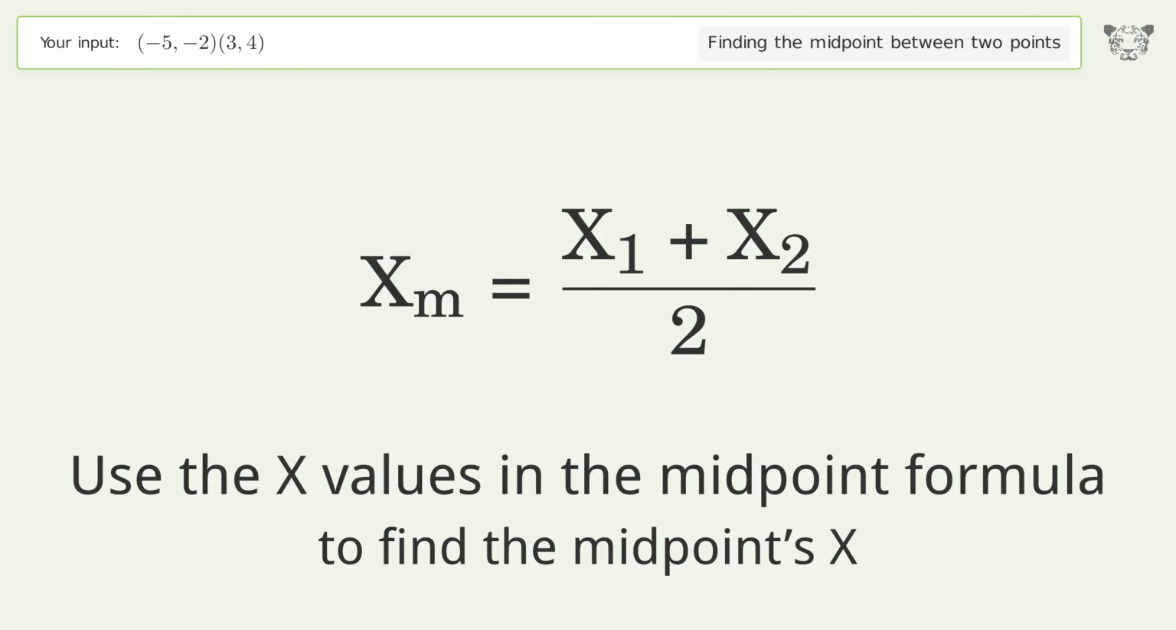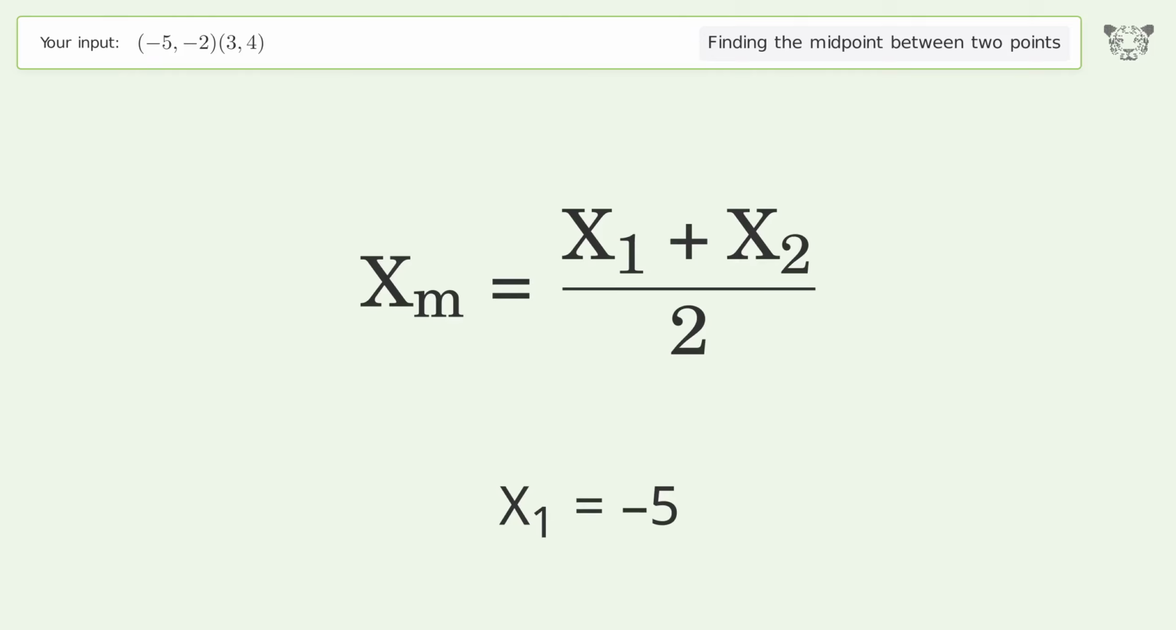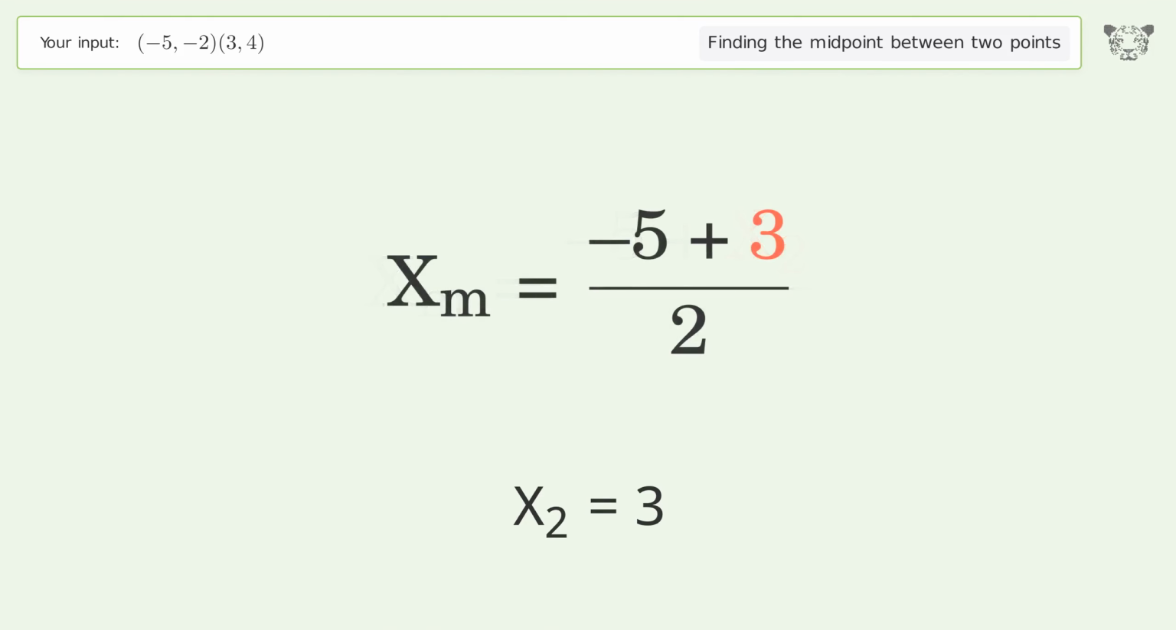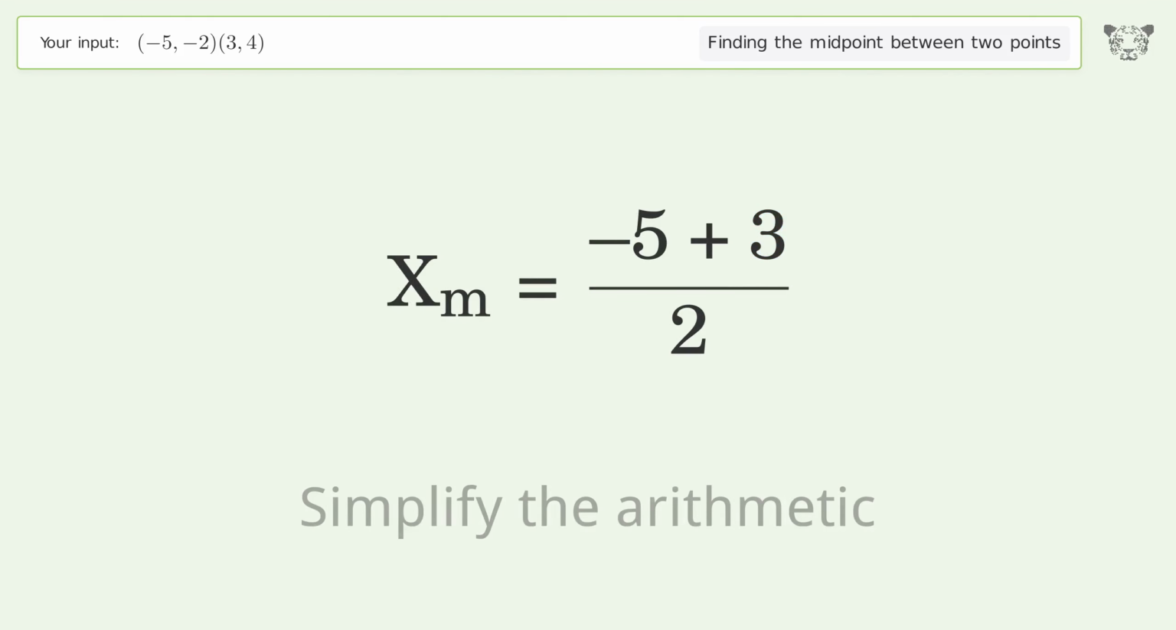Use the x values in the midpoint formula to find the midpoints x. x1 equals -5. x2 equals 3. Simplify the arithmetic.